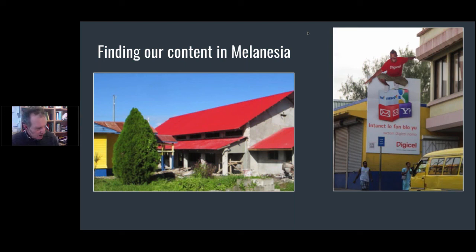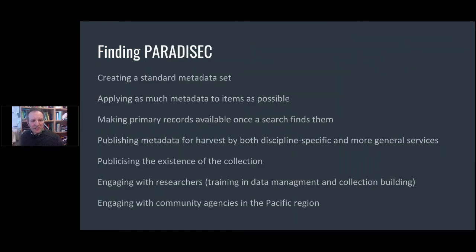So we want to make our material findable for people in these remote locations, even in the highlands of Papua New Guinea or in the most remote parts of the Pacific. So the catalogue is findable to them through various means, including, of course, Google. But we also need to make the data accessible, interoperable and reusable for them, but I'm not going to talk about that now.